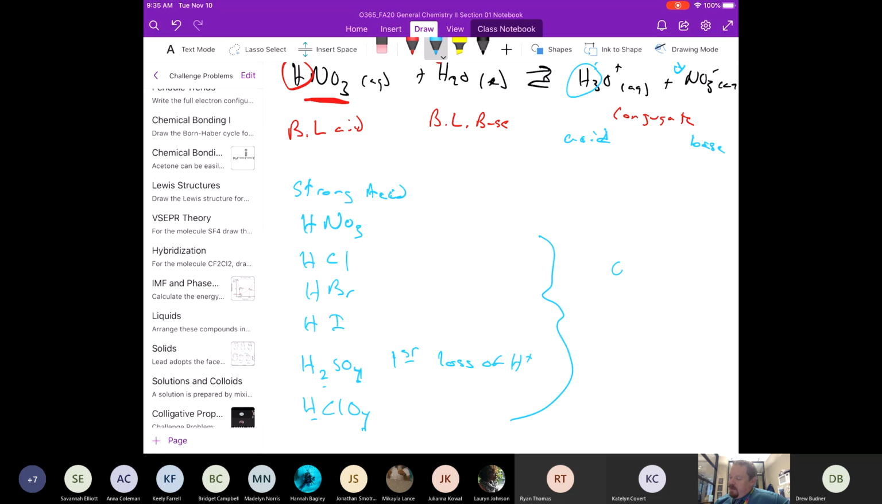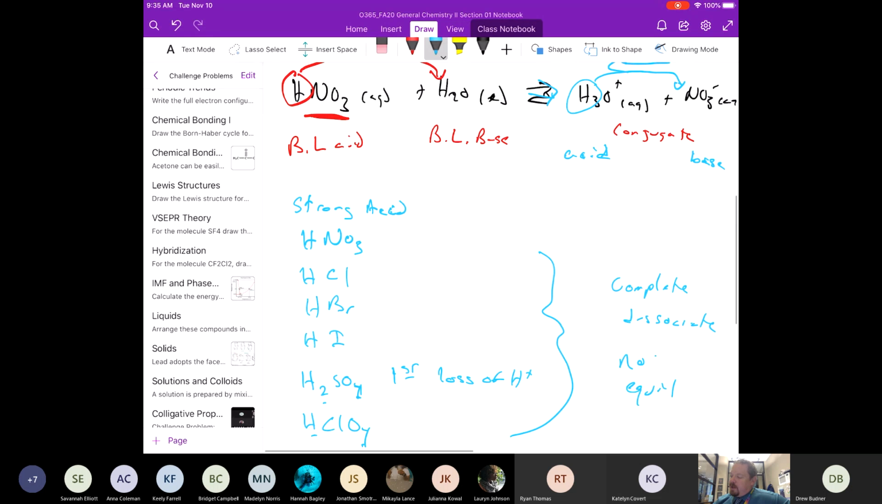All of these completely dissociate, right? So these are actually no equilibrium. So this reaction doesn't go in both directions. It only goes in the single direction to the products because nitric acid is a strong acid.